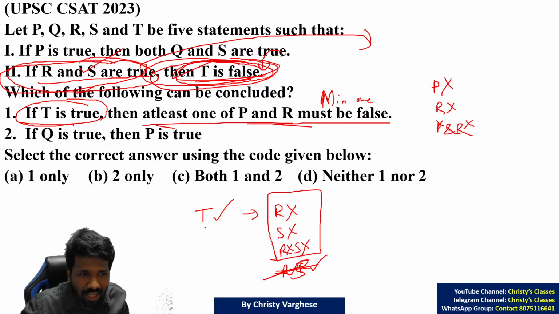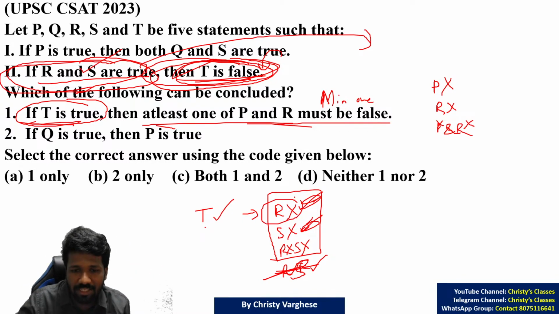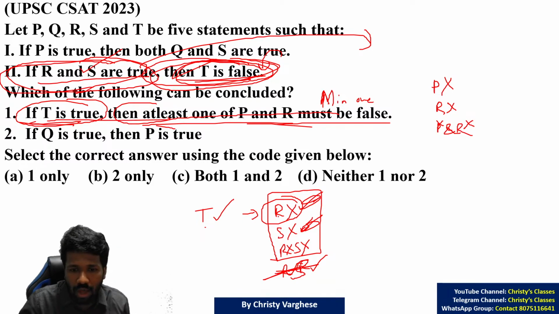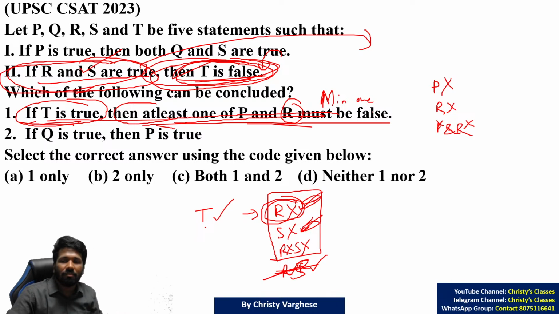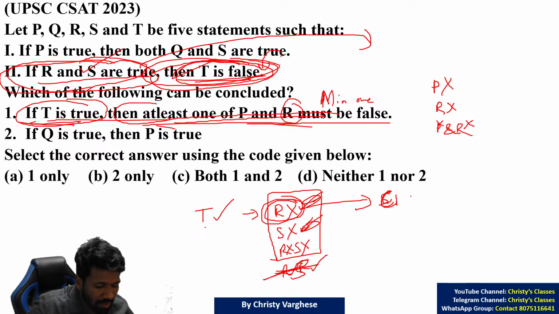So now look at this. If T is true, we know that R only will be false or S only will be false or R and S both will be false. Let us take the first case. R only false means, is it making the statement correct? If T is true, R only being false is possible. Then one of P and R must be false is already made right. That means if T is true, this statement is already correct. So for this case 1, conclusion 1 is already correct.